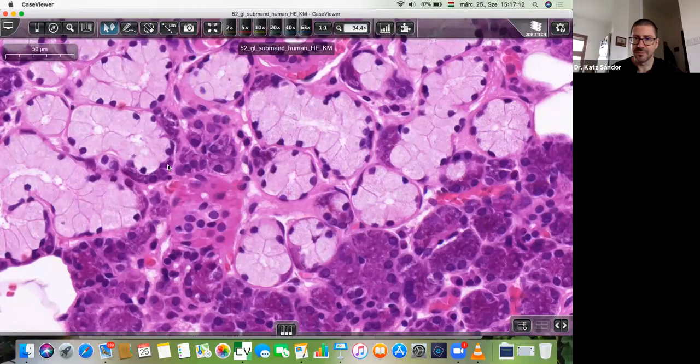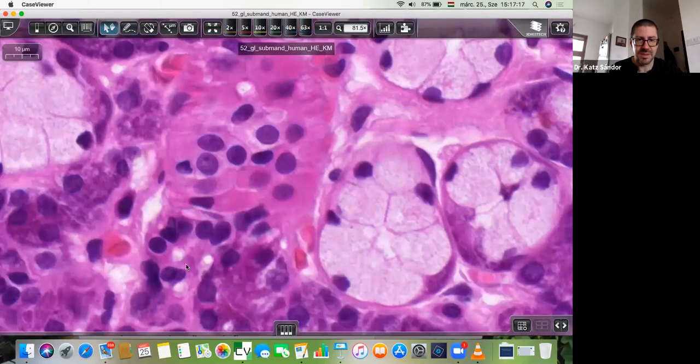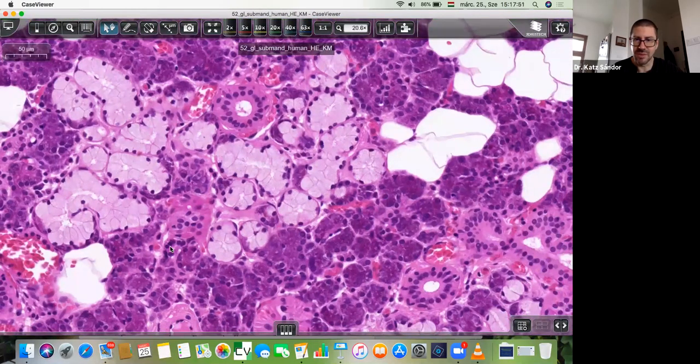Duct system. Let me zoom in, but it's not really nice. This is the first part of the duct system, the intercalated duct, where the lining epithelial cells are short cuboidal cells. The nuclei are in the center of the cells, and the cytoplasm staining is similar to the mucous acinar cells, so it's paler, not darkly stained. I will try to show another one because this is not really nice.